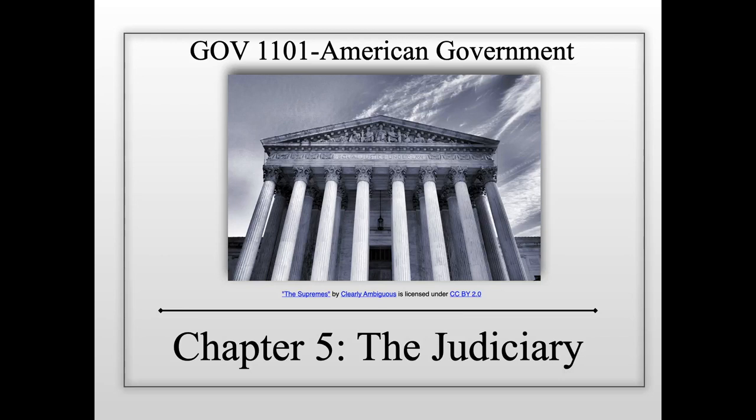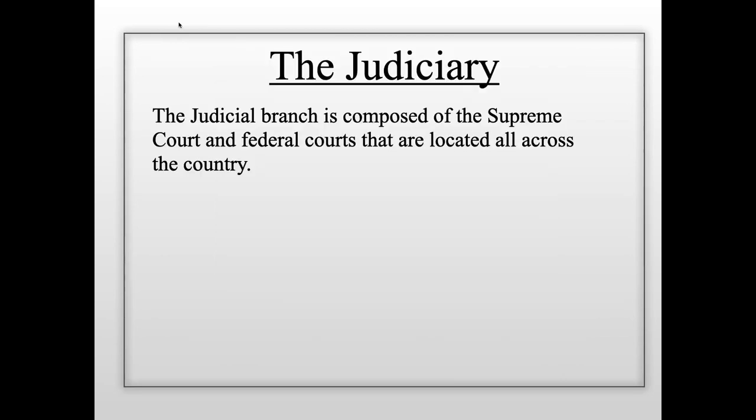Chapter 5, the Judiciary. The judicial branch is discussed in Article 3 of the U.S. Constitution. So the judicial branch is composed of the Supreme Court and federal courts that are located all across the country, and later on I'm going to explain how that works. There are several different kinds of lower-level federal courts that are located in every part of the country, including in Brooklyn.